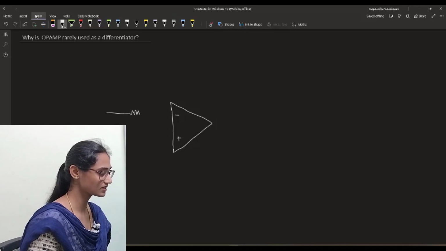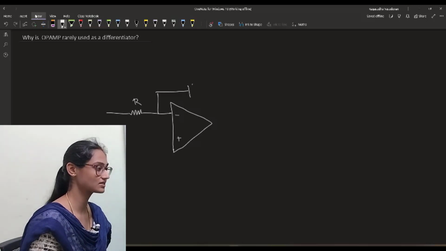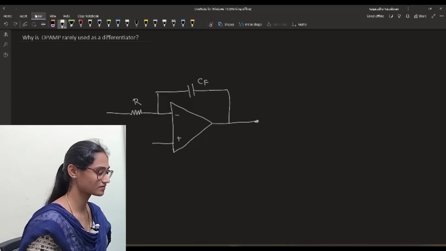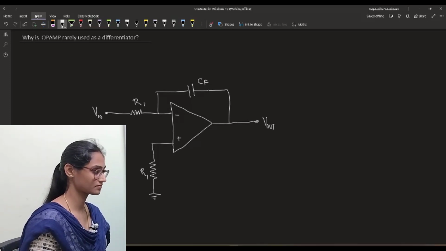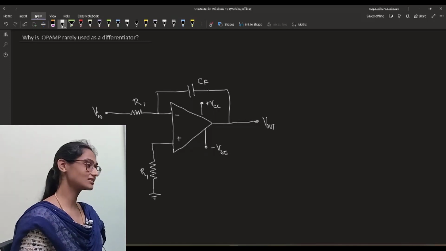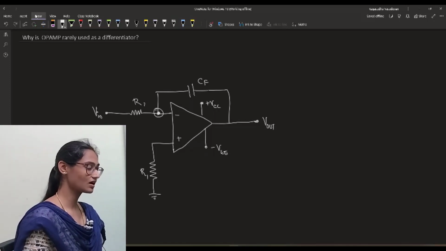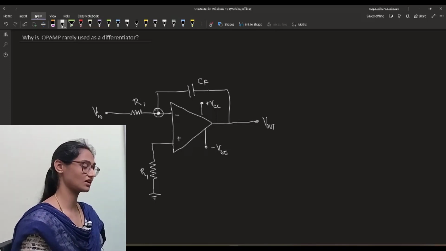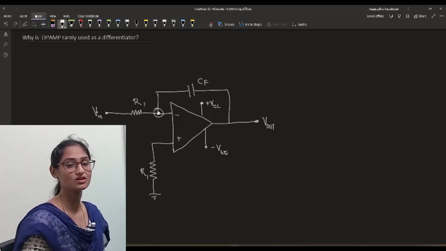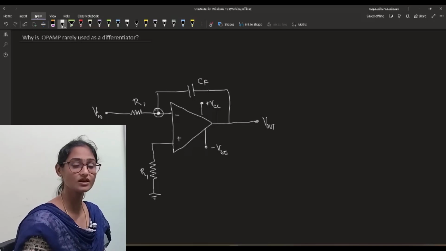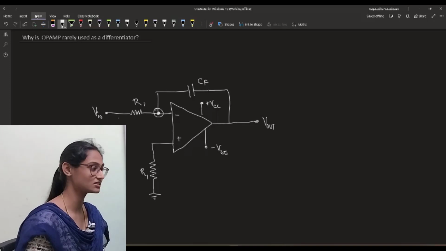In the integrator, in the input we have a resistance, and in the feedback path we have a capacitance, and let us label this CF. And we are supplying this with plus VCC and minus VEE. Let us straight away apply KCL at this node, assuming this to be an ideal operational amplifier. I am not going to go into the basics because we have got a lot of videos on this topic, and by this time you should be able to apply Kirchhoff's current law at this node.